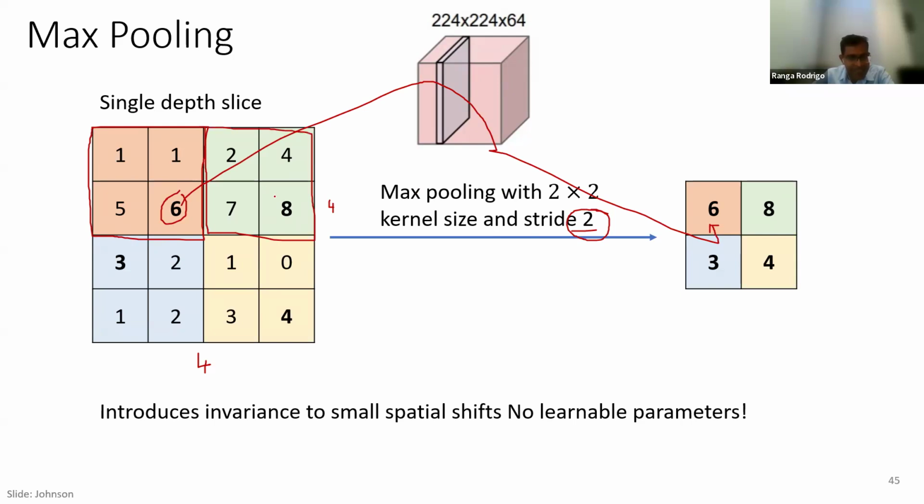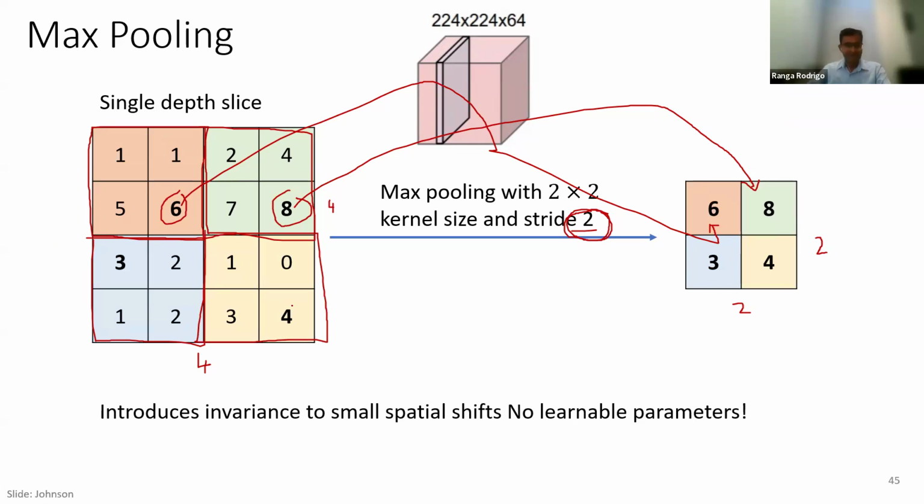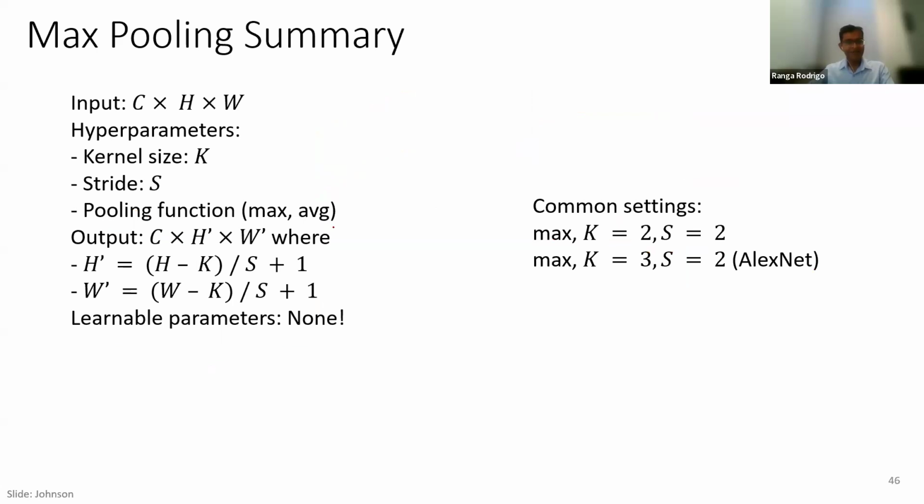And then you consider the maximum value, that is 8. And then that 8, you put it here. So you can see this became 2 by 2. So the size gets divided by 2 because of this stride equals 2. Similarly, the other two placements of the kernel. Any questions about the max pooling? These are extremely important operations. Okay. So the max pooling summary, you can see H prime is H minus K divided by S plus 1. That's all you need to know about that.